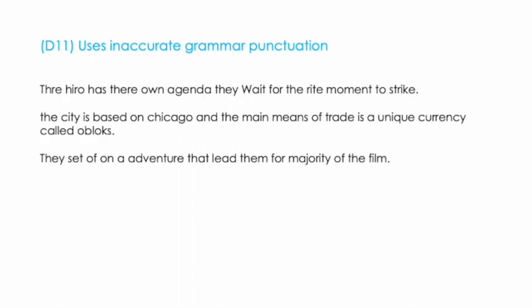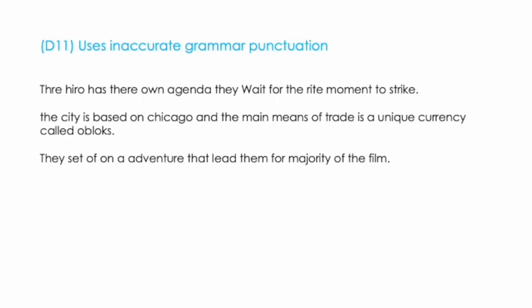Our examples in this case show us some of the common errors that we see in student writing. The word "the" has a typo error in the middle of the word. The word "hero" is misspelled. The word "there" is also incorrect. Even though "there" is spelled correctly, it's the wrong use of "there" and should be spelled "their." Punctuation is also missing from this sentence. It should read, "The hero has their own agenda," because there's a pause between that piece of information and the next piece of information. It goes on to say, "They wait for the right moment to strike." The word "right" is misspelt, and the word "wait" has a capital letter for no particular reason. So all of these areas would have been picked up as D11s within this sentence.